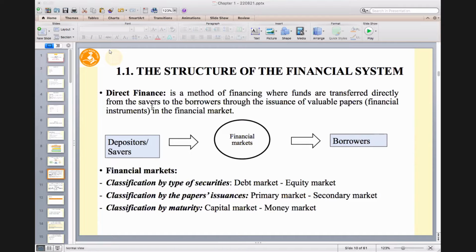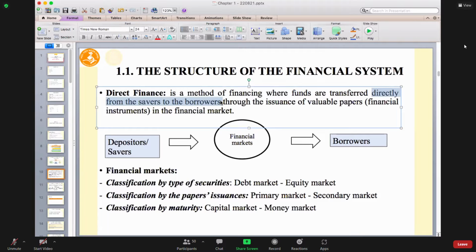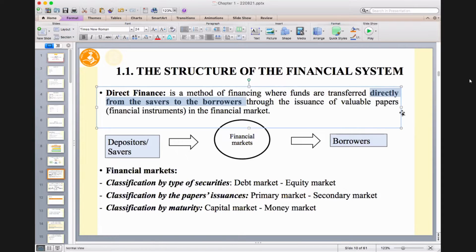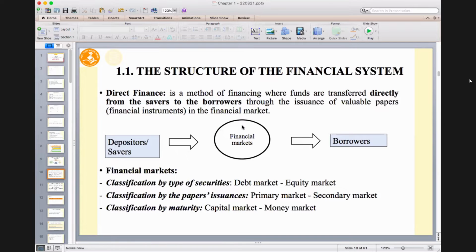And direct finance is called a method of financing funds, financing for the corporates, for the units in the economy, where the funds are transferred directly from the saver to the borrower. And the bond or stock is called a financial instrument or valuable paper.